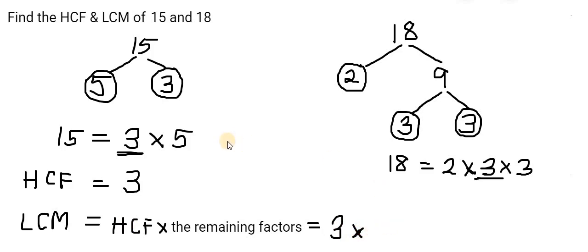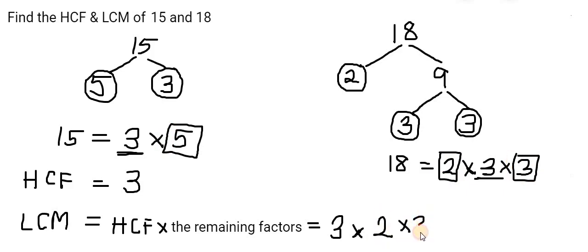So what are the remaining factors? Let's box them up. On this side we have 5, and on this side we have 1, 2, and we have the other 3. So we have 2 times 3 times 5. Those are the remaining factors.